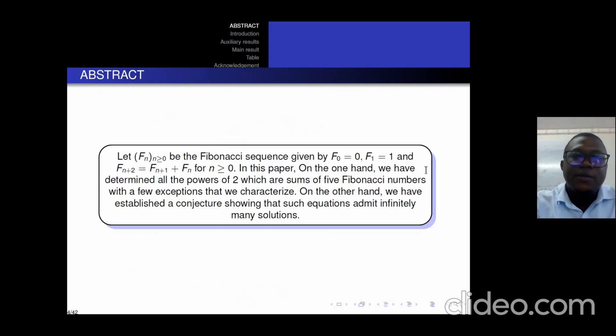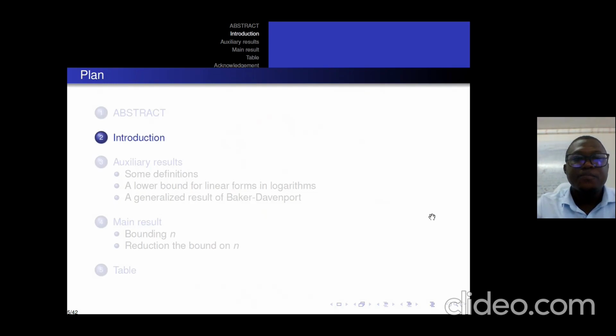In terms of the abstract, consider F_n the Fibonacci sequence defined by F_0 = 0, F_1 = 1, and F_{n+2} = F_{n+1} + F_n for all n greater than or equal to 0. In this paper, on the one hand, we have determined all the powers of 2 which are sums of 5 Fibonacci numbers, with a few exceptions that we characterize. And on the other hand, we have established a conjecture showing that such an equation admits infinitely many solutions.